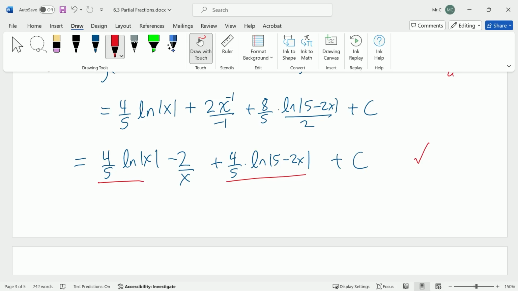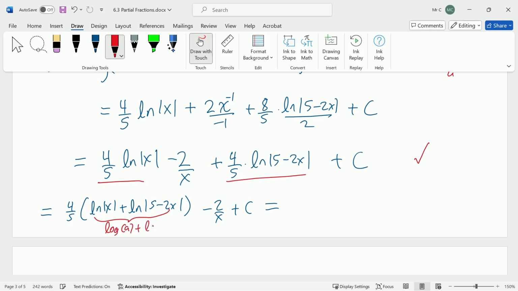But I notice I have this 4/5 times ln of x and 4/5 times ln of 5 minus 2x. So I can factor out the 4/5 from both of those and get ln the absolute value of x plus ln the absolute value of 5 minus 2x, minus the 2 over x plus c. And now I can use one of my log properties. Log of a plus log of b is log of a times b.